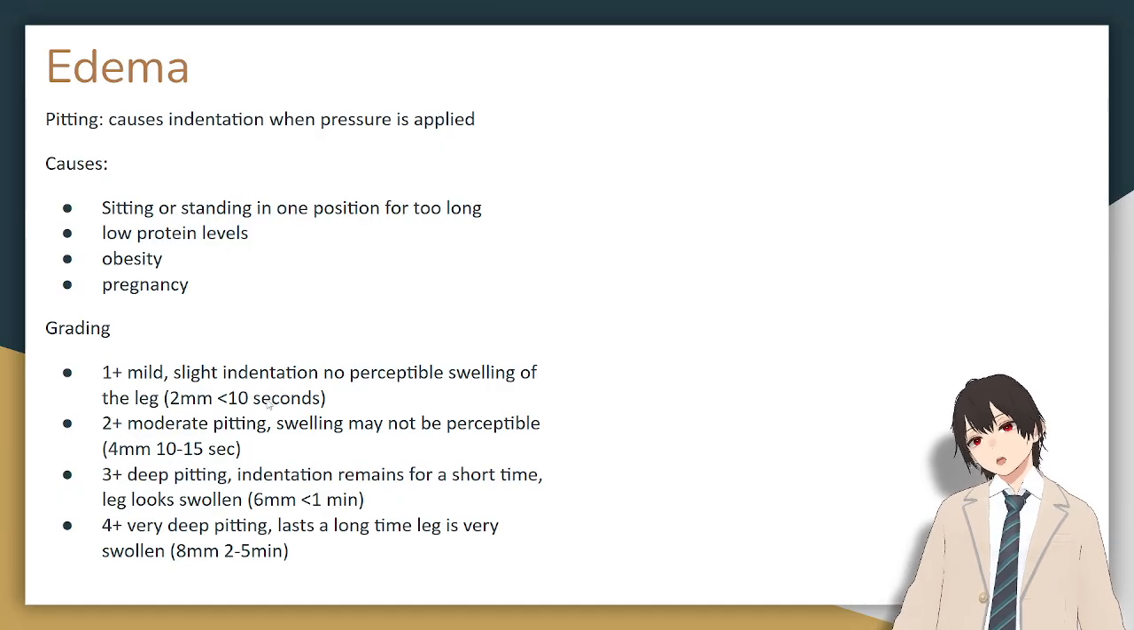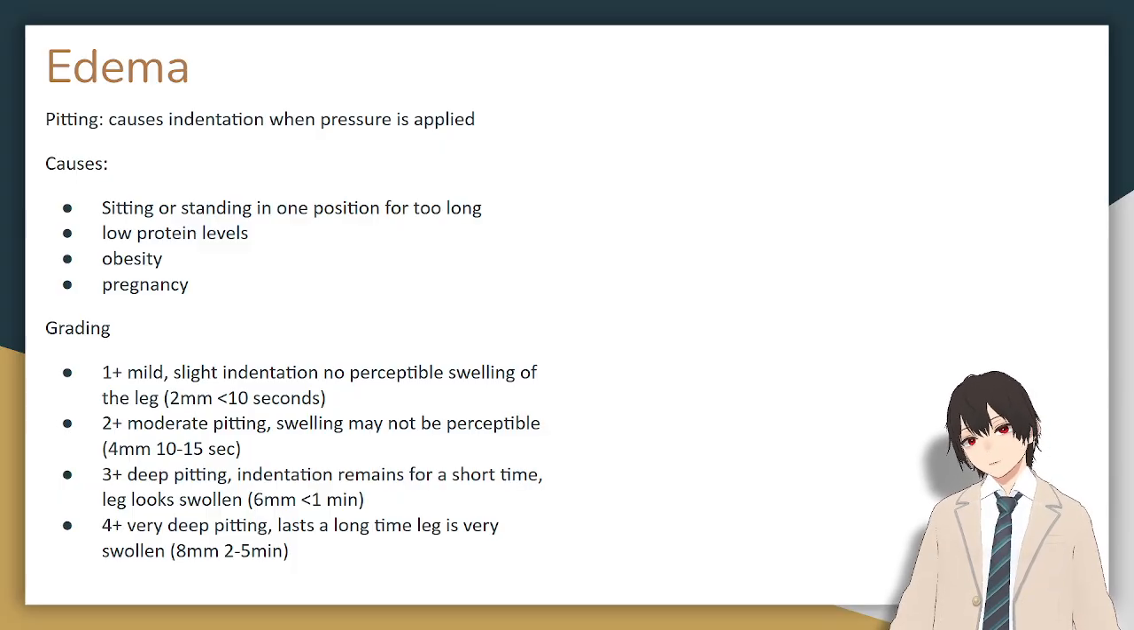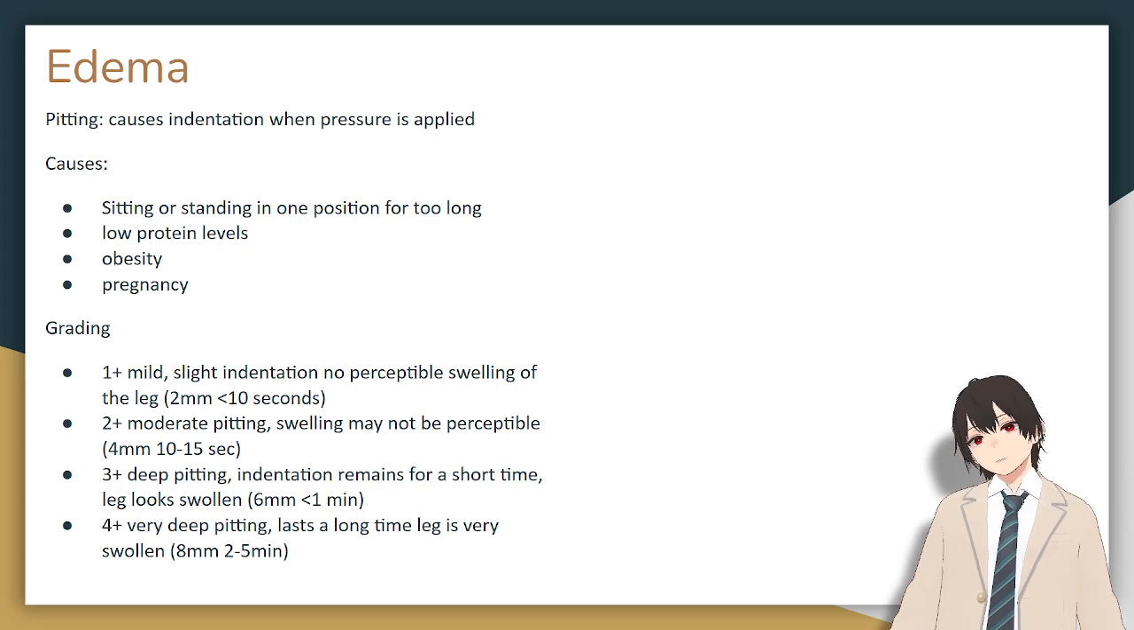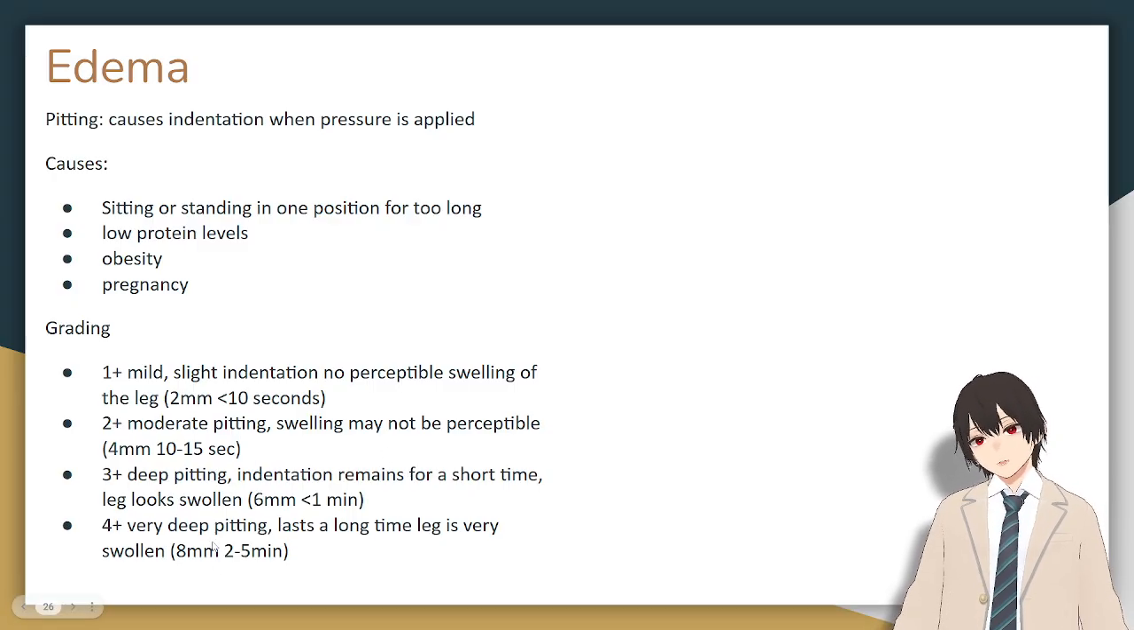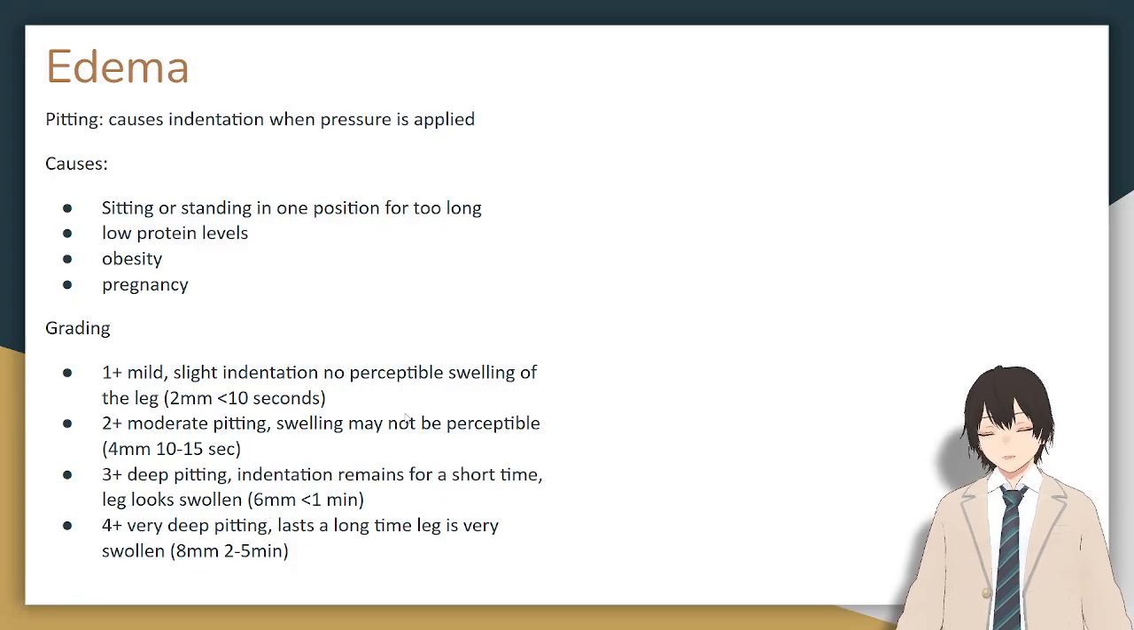You would measure it: a slight press that resolves within 10 seconds is usually mild. 2 plus is 4 millimeters, 10 to 15 seconds. 3 plus is 6 millimeters or less, lasting greater than a minute. And then 4 plus is when it's very deep pitting. It takes a really long time for the leg, or wherever you're grading them on, to rebound and come back to normal. Okay. I memorized these numbers for my exams. Sometimes it was helpful.